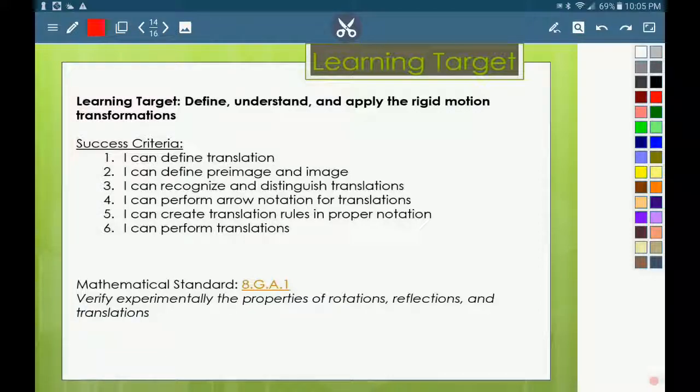All right, well, I guess that pretty much wraps up our first lesson. Just to recap what we did today, we defined translation. We did that in the key idea, but we also applied it in example 1. We defined pre-image and image as well in the key idea and in example 1. We also recognized and distinguished translations from other transformations. All of that was basically summed up in example 1 and the key concept.